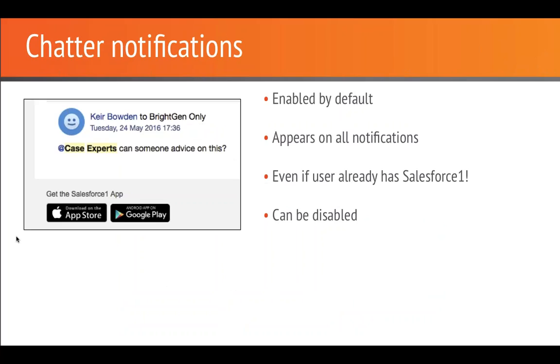And finally, a not so cool feature, in my opinion. As of Summer 16, all chatter notifications will contain badges for users to download Salesforce 1, even if those users are already using Salesforce 1, which is particularly nice. These are enabled by default, and I would suggest that you consider disabling. I'm certainly going to disable it on our org, basically because users are likely to think that I've added this in because I want them to install whatever this application is.